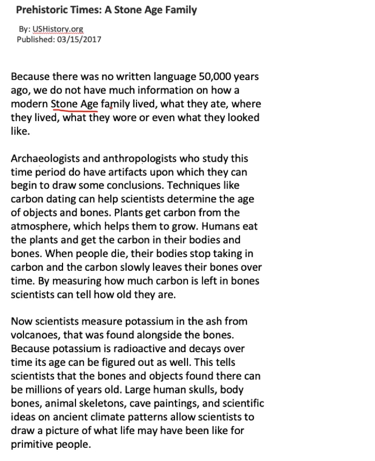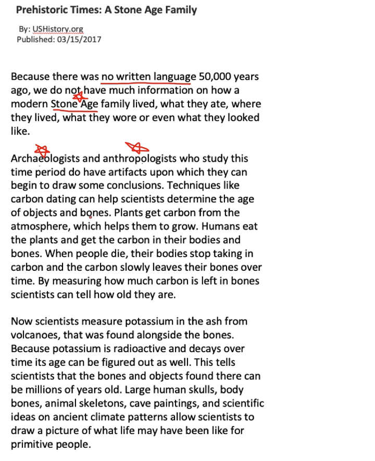Okay, so I know that I'm only really going to focus on paragraph 2 in my question, but I do want to make sure that I'm getting a general sense of what the text is talking about, so I still need to code every paragraph so that I don't lose track of what the whole article is trying to talk about. We don't have much information on how the modern Stone Age family lived, what they ate, where they lived, what they wore, or even what they looked like. Archaeologists and anthropologists who study this time period do have artifacts upon which they can begin to draw some conclusions. Okay, so far, two main groups of people mentioned.